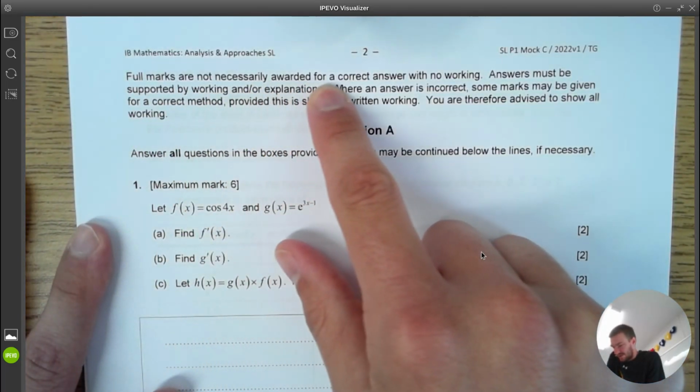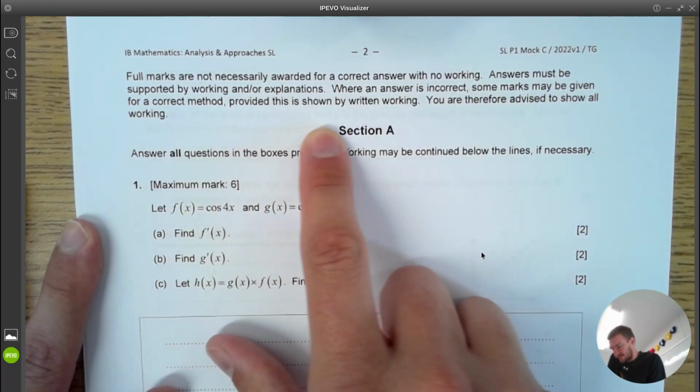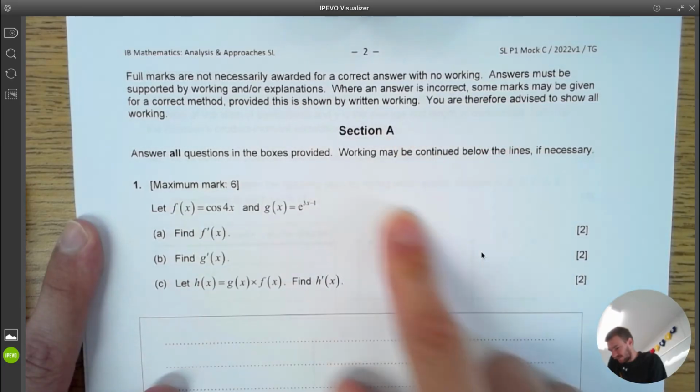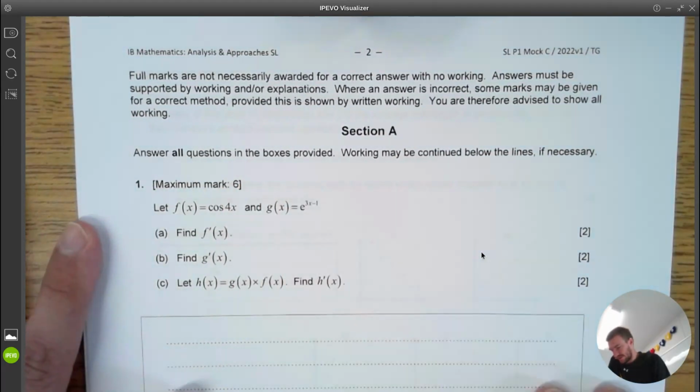Full marks are not necessarily awarded for a correct answer with no working. Answers must be supported, of course. Show all answers in the box provided. All right.